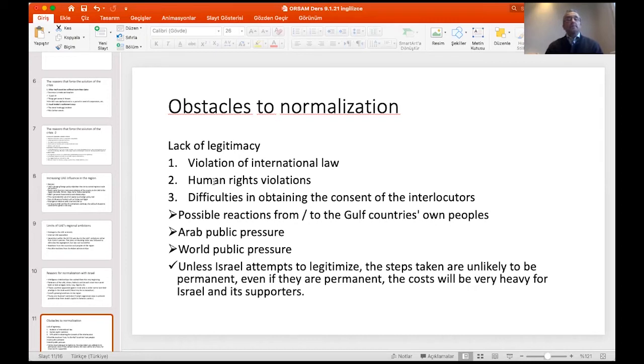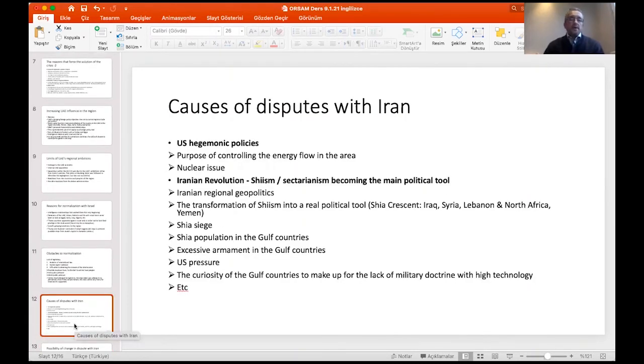a global public pressure. Then, unless Israel attempts to legitimize its policies and strategies, the steps taken are unlikely to be permanent. And even if they are permanent, the costs will be very heavy for Israel and its supporters, especially in terms of economic relations, economic costs.